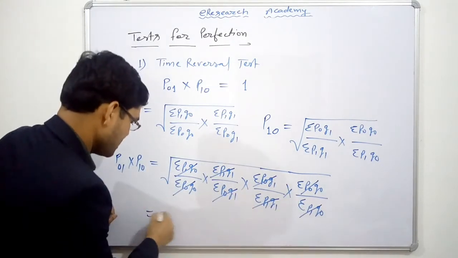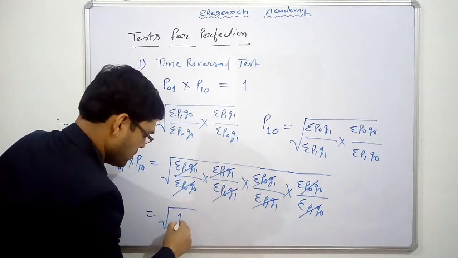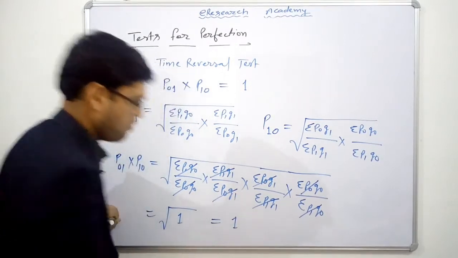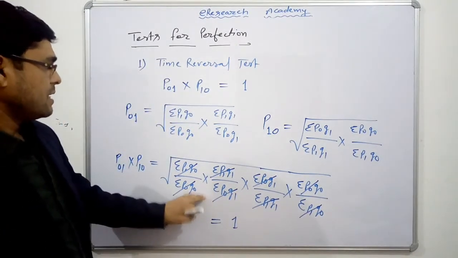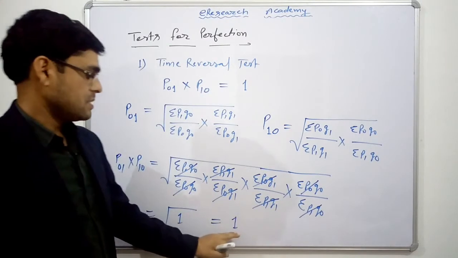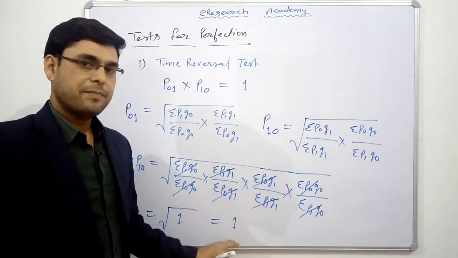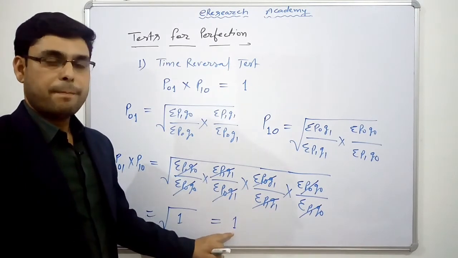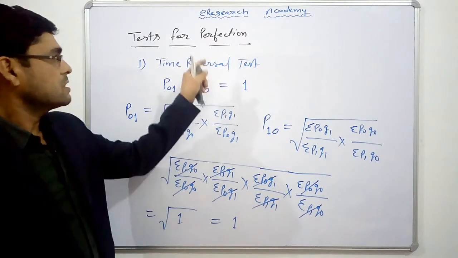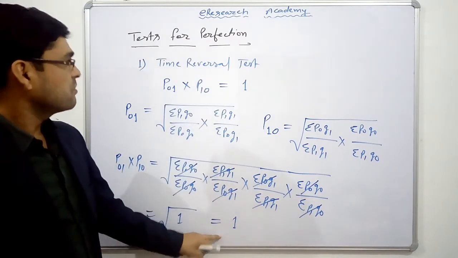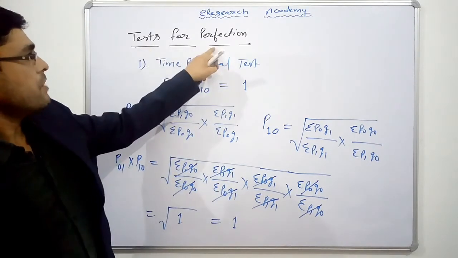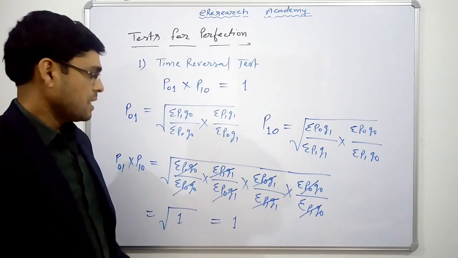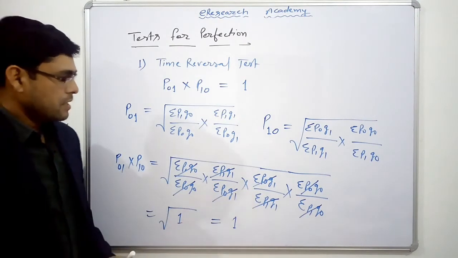So what does it give us? It gives us the square root of 1, and the root value of 1 is simply 1. In this way Fisher's test was justified, and it gives us 1. Friends, this was the procedure, or technique, for testing the perfection of Fisher's ideal index number. Please note it down.